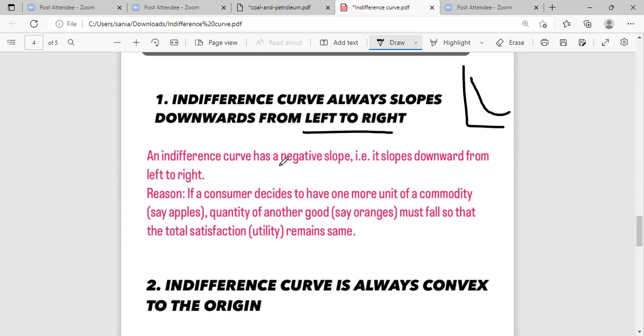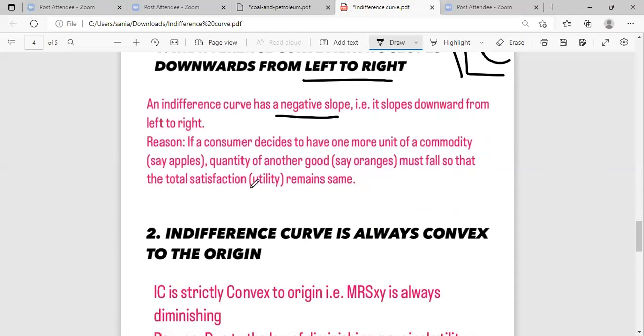So an indifference curve has a negative slope. If someone is moving downwards, that means it has a negative slope. If any graph moves upward, it means that it has a positive slope. Now, what is the reason for this? If a consumer decides to have more units of one commodity, the quantity of other goods must fall so that the total satisfaction remains same.